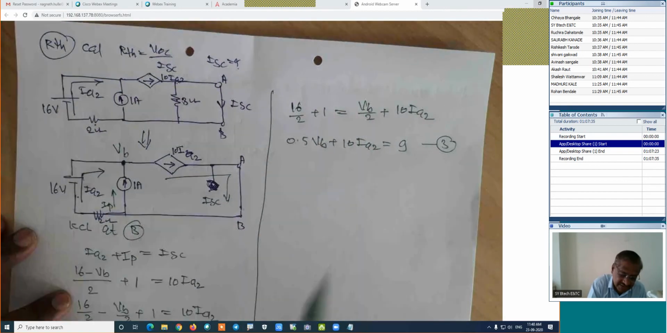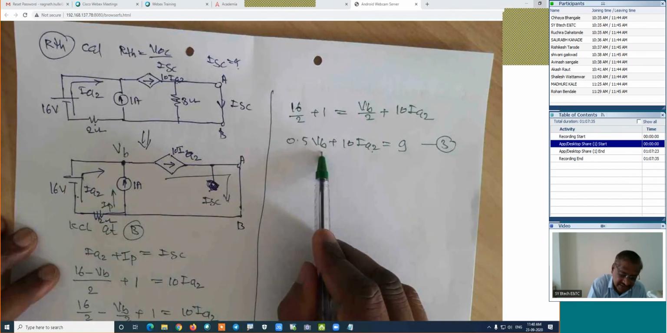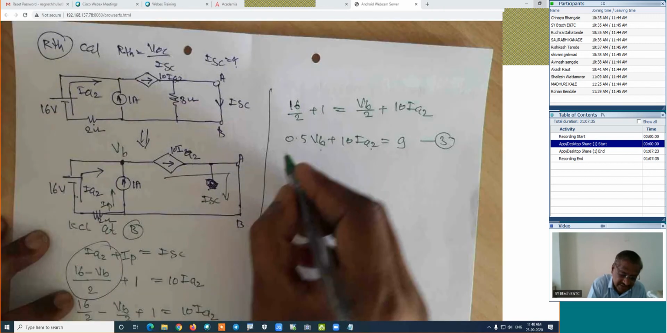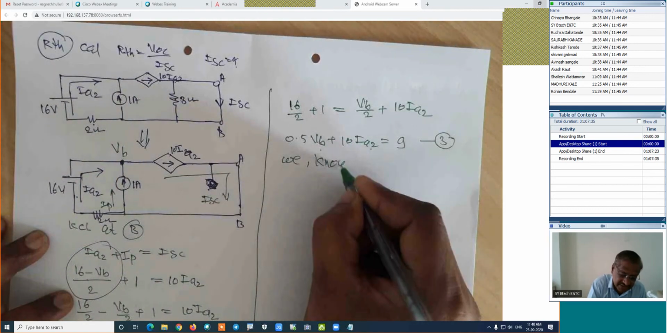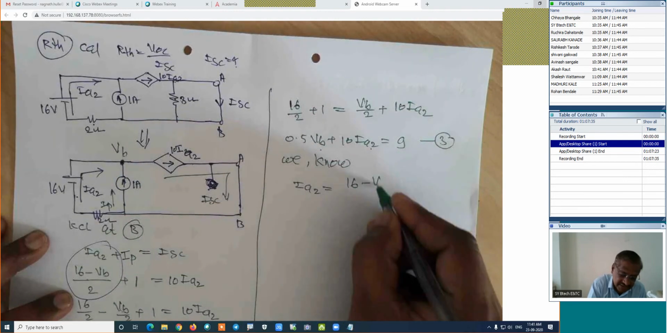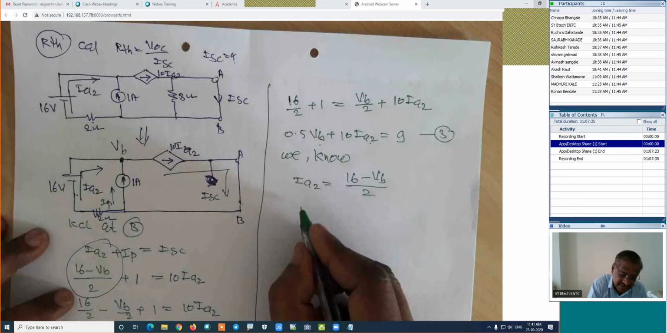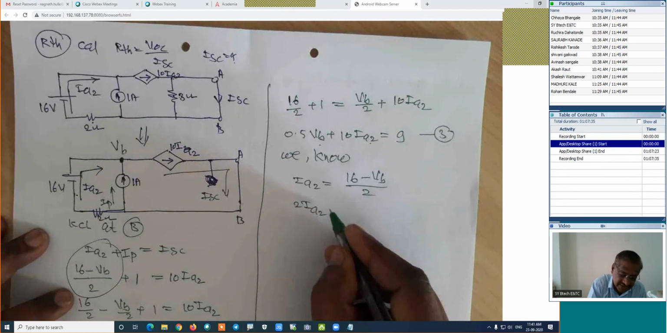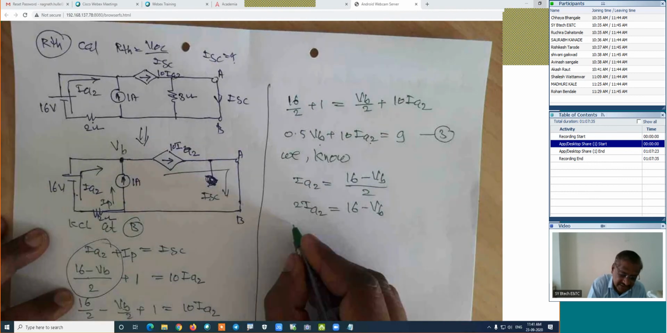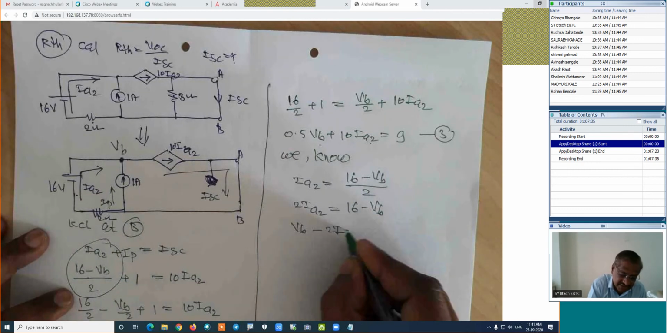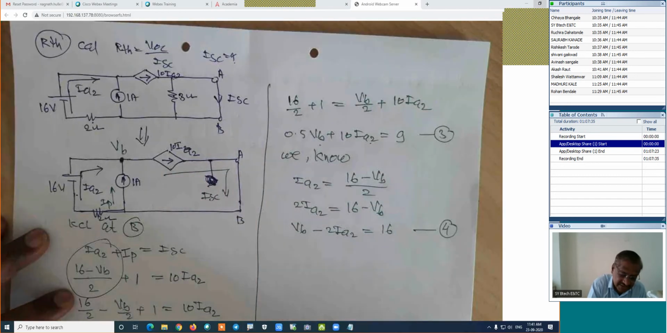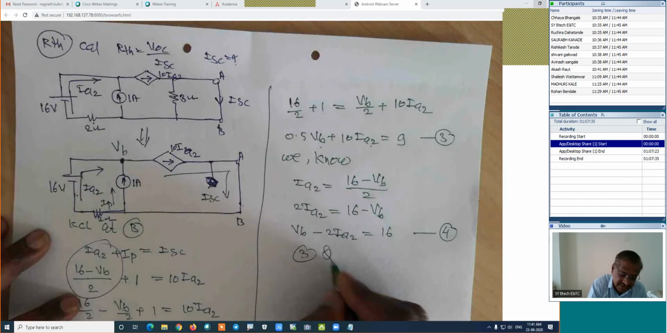Again, we want the relation between IA2 and VB. This relation we already have with us here. Already we know that IA2 is equal to 16 minus VB divided by 2. Shifting this, 2 into IA2 is equal to 16 minus VB, or shifting VB to the left hand side, VB minus 2 IA2 is equal to 16. This is equation number 4. Solve equation number 3 and 4.